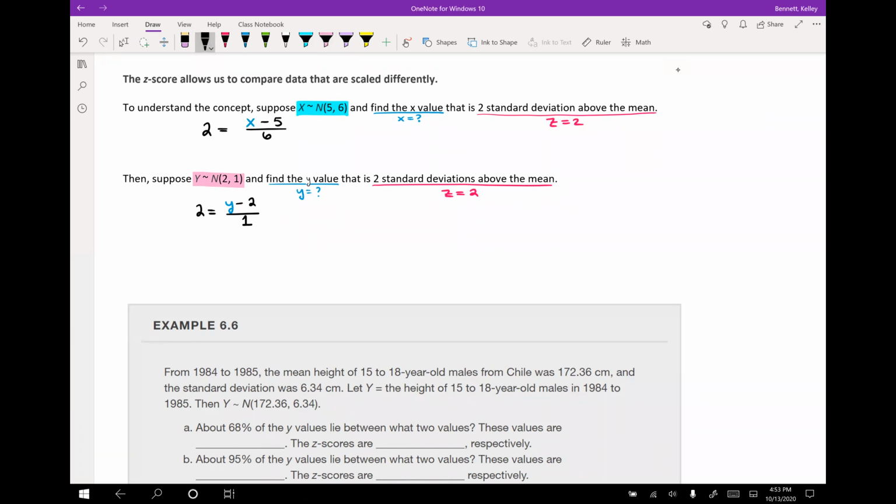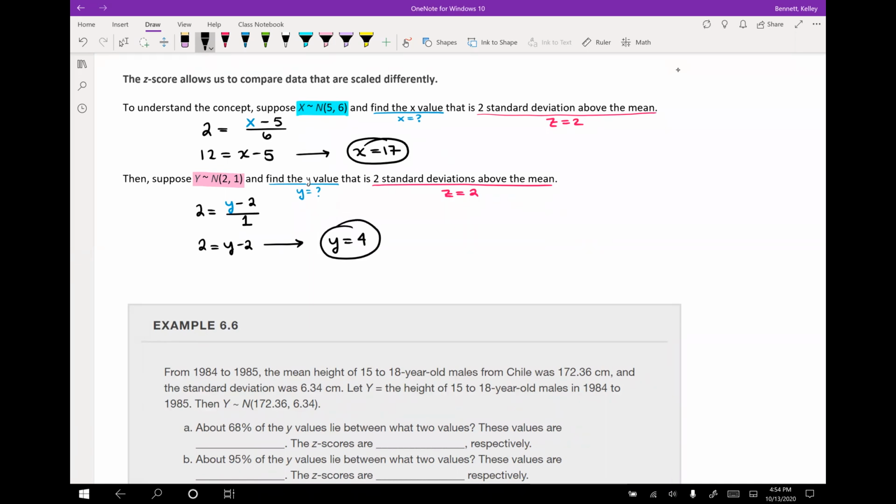So I can go ahead and solve this equation. I'm going to multiply both sides by 6. So I get 12 equals x minus 5. If I add 5 to both sides, x equals 17. So 17 is 2 standard deviations above the mean. Similarly, in the second part with y, and dividing by 1, that does nothing. So I get 2 equals y minus 2. I add 2 to both sides, and I get that y equals 4.